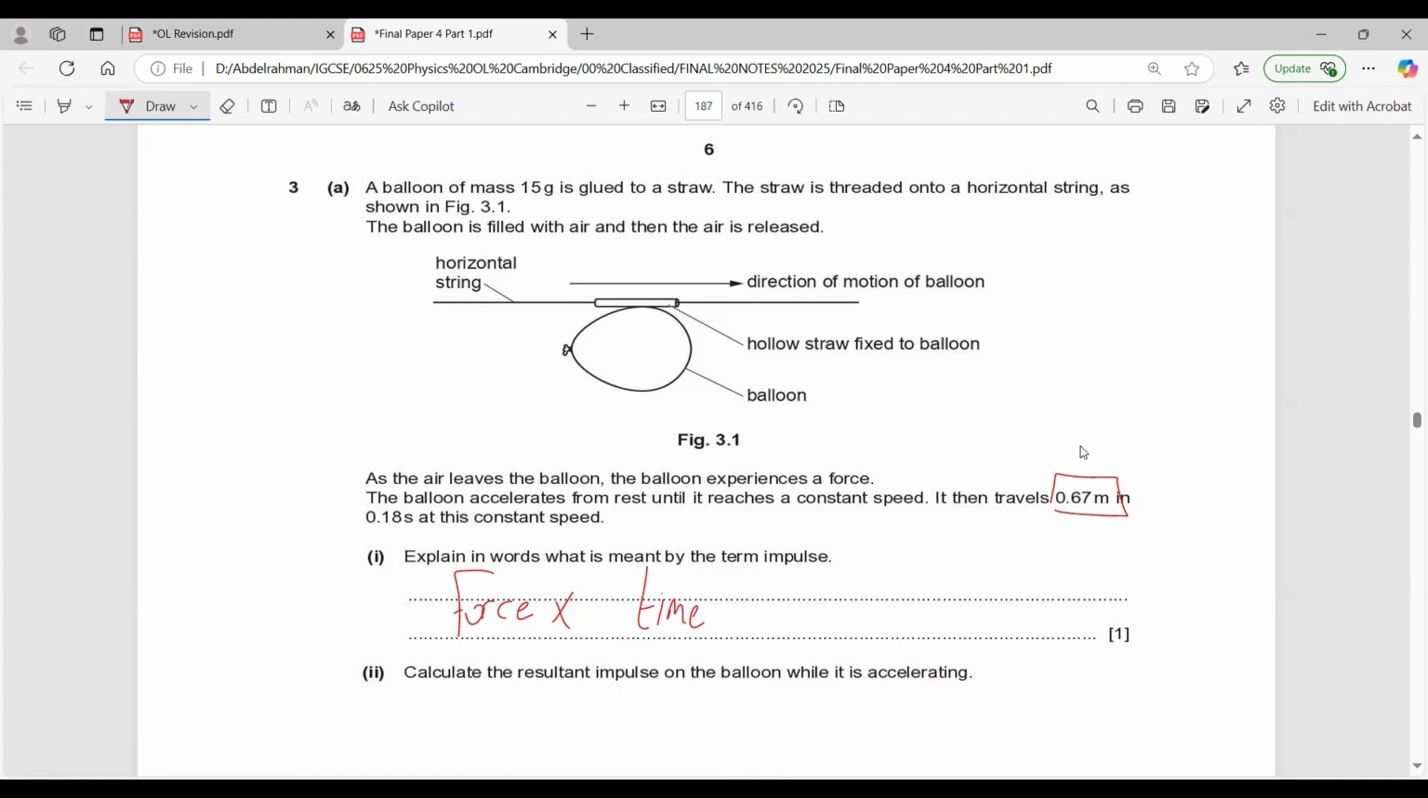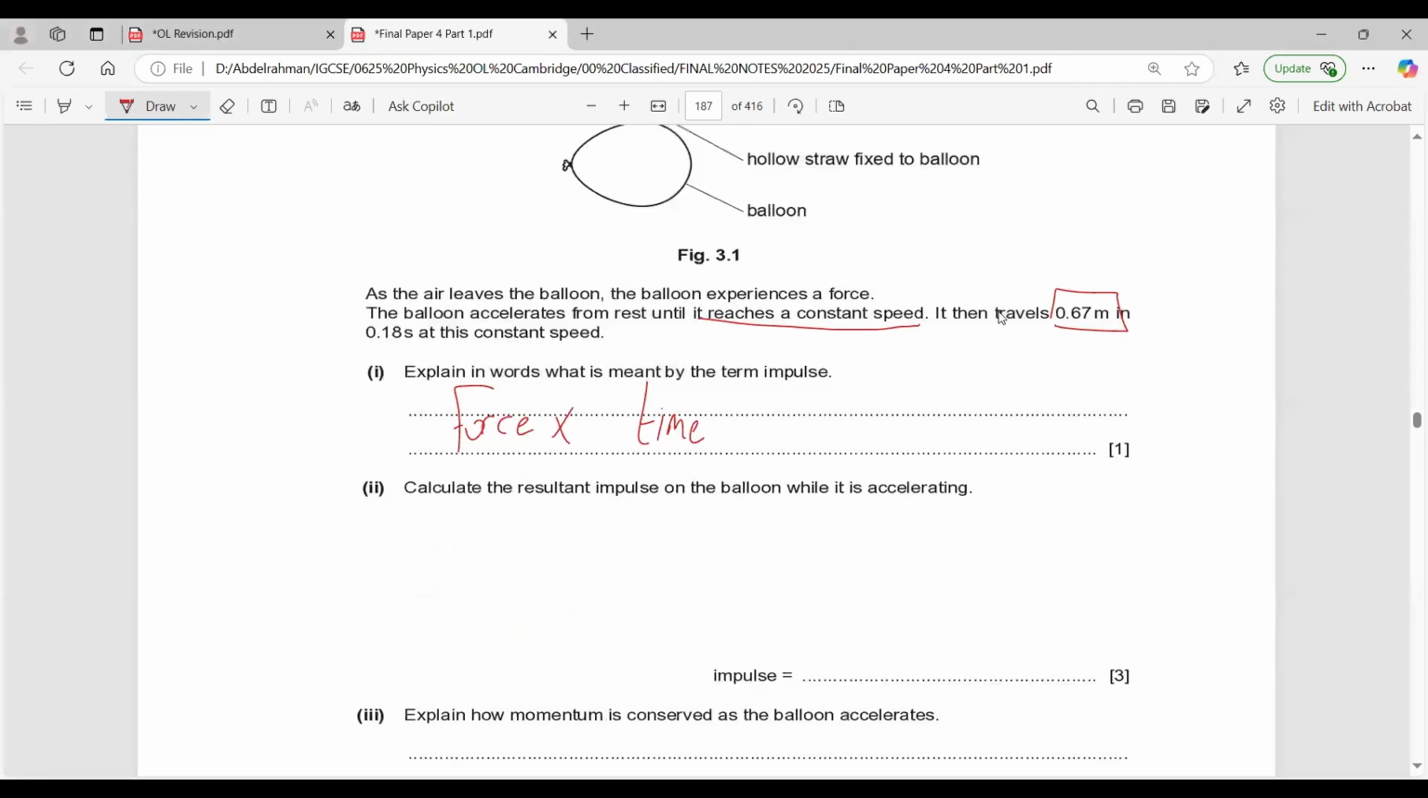The balloon accelerates from rest until it reaches a constant speed. It then travels 0.867 meters in 0.18 seconds at this constant speed. Can I find this speed? Yes, you can find the speed. How? Speed equals distance over time. This is easy. Let's solve: speed equals distance over time.